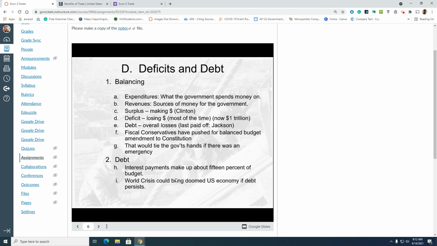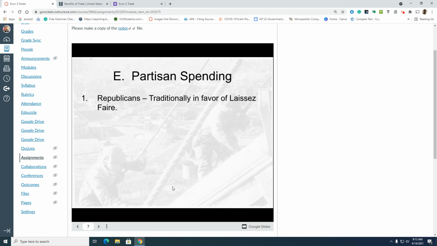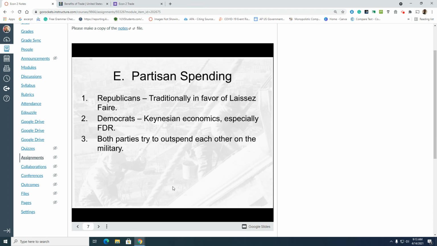Interest payments make up about 15%, and a world crisis could doom the U.S. economy if the debt persists. So if interest rates especially skyrocketed, we'd have to pay out even more, which means we'd have to cut programs. And in 2020, the debt has grown to over $20 trillion. Republicans typically favor laissez-faire policy, while Democrats support Keynesian economics. So if Republicans say government should stay out, Democrats say the government should spend and support.